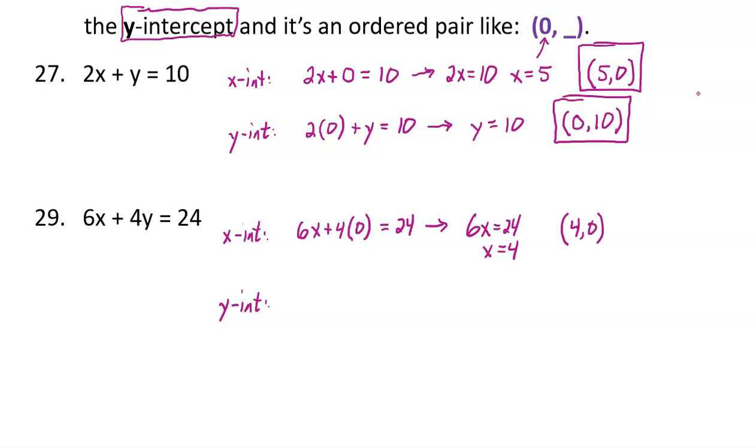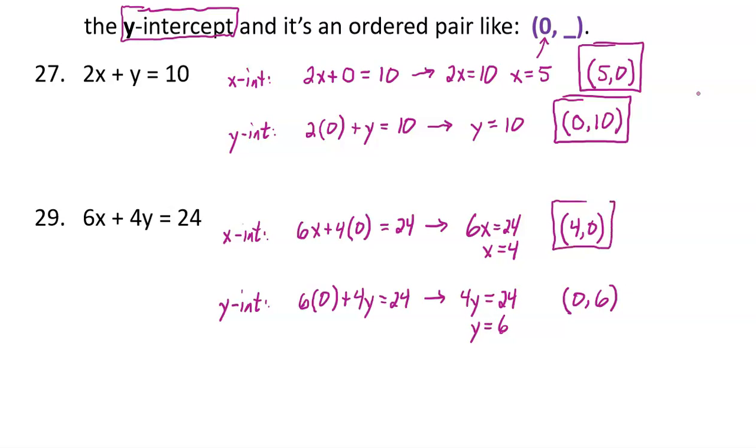Now let's get the y-intercept. What letter do you fill in a 0 for when you want to get the y-intercept? You fill in a 0 for the x. This means we have the equation 4y equals 24. Therefore, y is equal to 6. So as an ordered pair, when x is 0, y is 6. This is the x-intercept, and this one is the y-intercept.